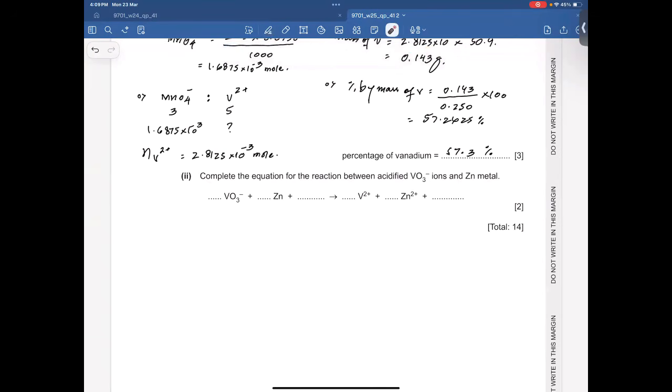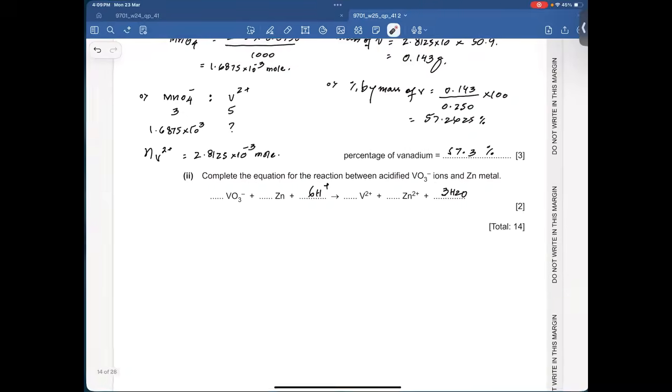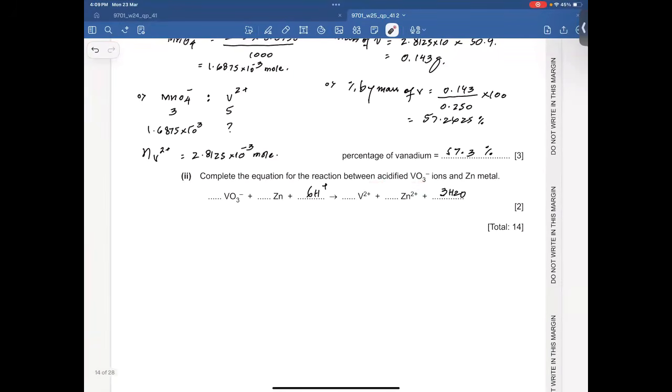So how many oxygen atoms do we have? 3. To balance 3 oxygen atoms, I will use 3 moles of water. How many hydrogen atoms here? 6. So I'm going to write 6 hydrogen atoms here. But the charge is not balanced. We have 4 plus and we have 5 plus.